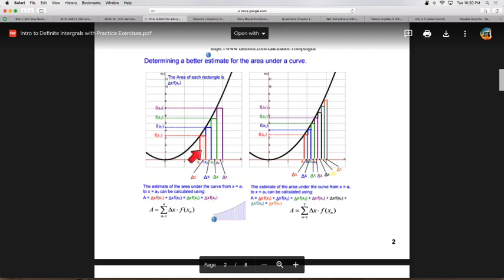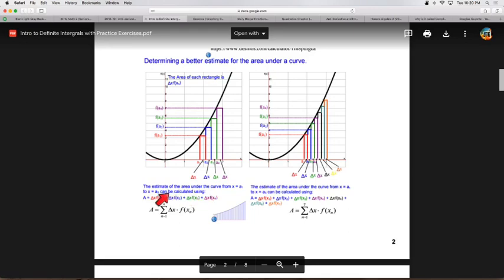The red rectangle is f of x1, so you can see that's the y value representing the height of the rectangle, so it's f of x1 times delta x. Delta x is the width of the rectangle. Then I have delta x again for a different rectangle times f of x2, plus delta x times f of x3 and delta x times f of x4. So this produces the area of all 4 rectangles.